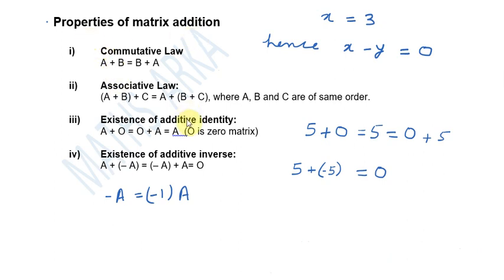Then properties of matrix addition. It satisfies the commutative law, the associative law, the existence of additive identity. Zero matrix is the additive identity. Additive inverse is minus A.